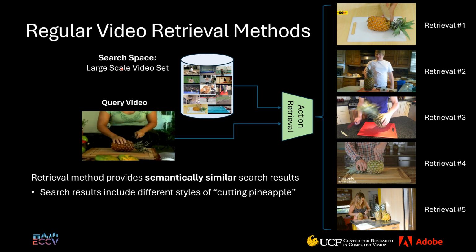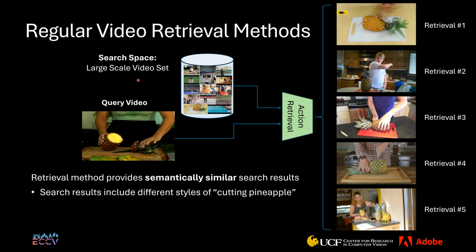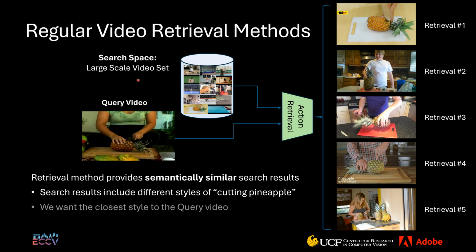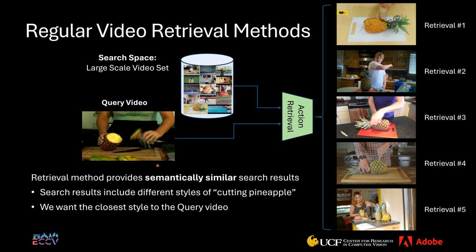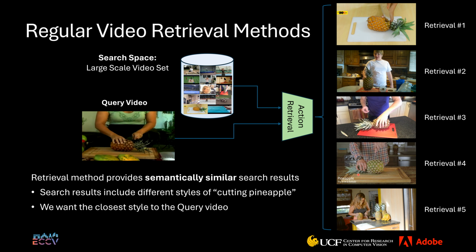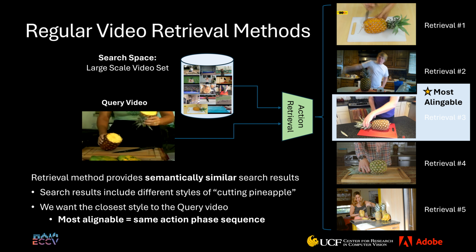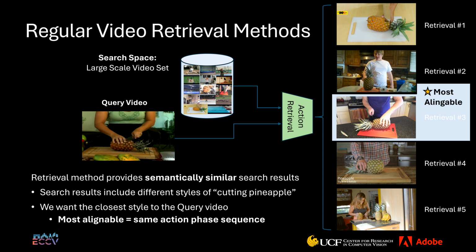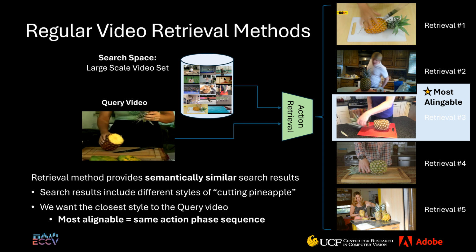While traditional video retrieval methods provide semantically relevant results, such as the top 5 retrieved videos all showing pineapple cutting, they don't necessarily ensure temporal alignment. For example, in the query video, the actor first cuts off the pineapple's head, followed by the rest of the fruit. However, the retrieved results show different cutting styles and sequences, which are not temporally alignable. Only the third result matches the exact cutting style and action phase sequence, which is what we ideally want as the top result. To achieve this, we need to implement a re-ranking strategy to push the most temporally alignable video to the top of the search results.